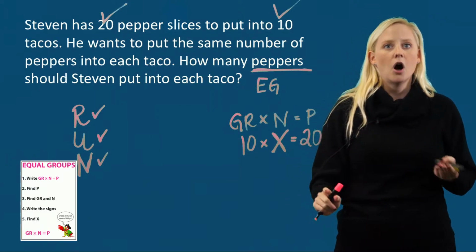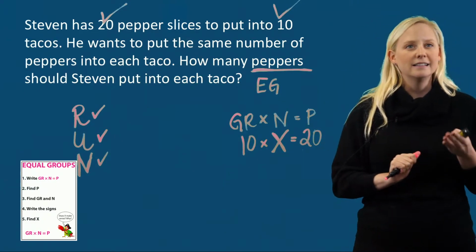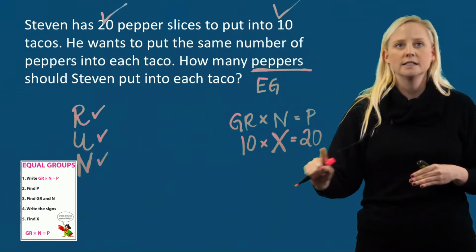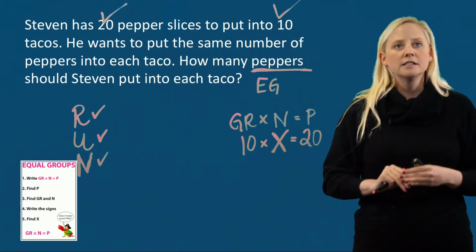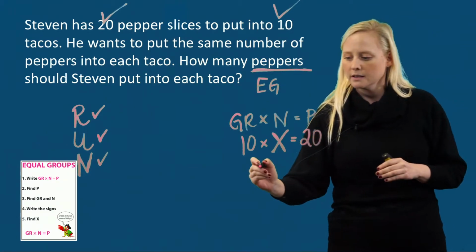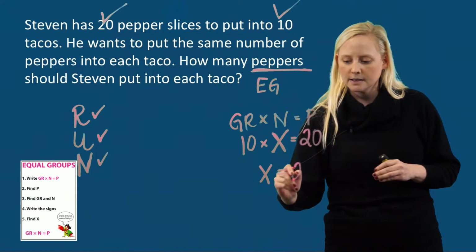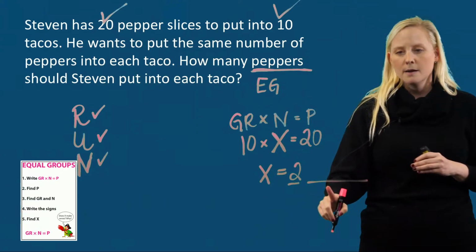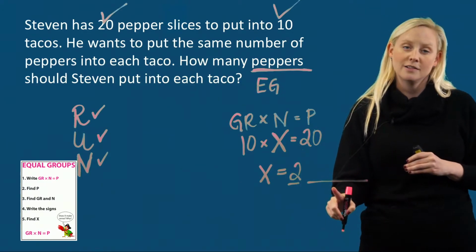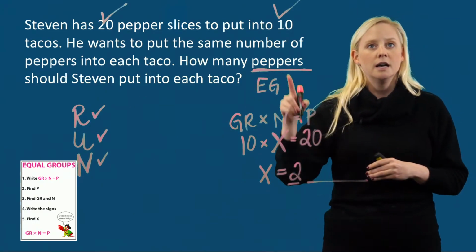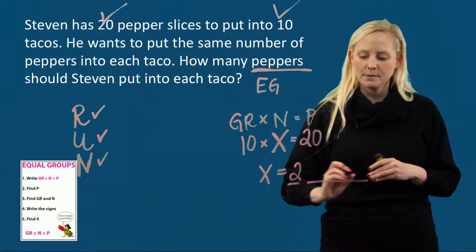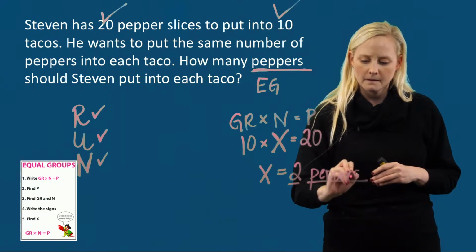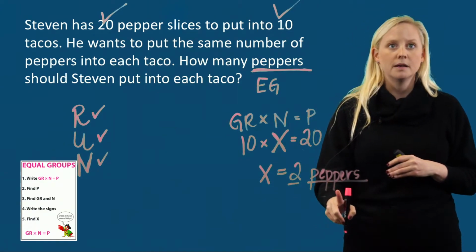Now here, to find X, I can isolate the X, but another thing I can do is ask myself, 10 times what is going to give me 20? I know that 10 times 2 gives me 20, so I'm going to write X is the same as 2. So I have my number answer, but the number is going to get lonely if it doesn't have a label. So I'm going to add my label. Here I've underlined peppers, and peppers is going to be my label.